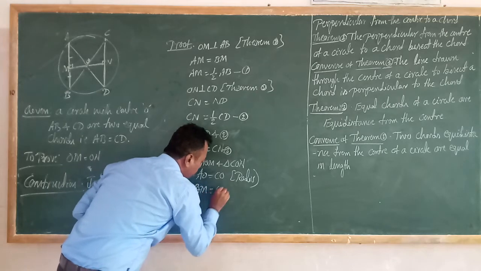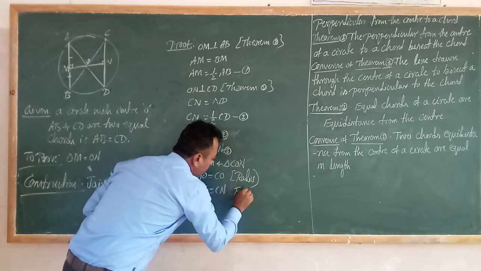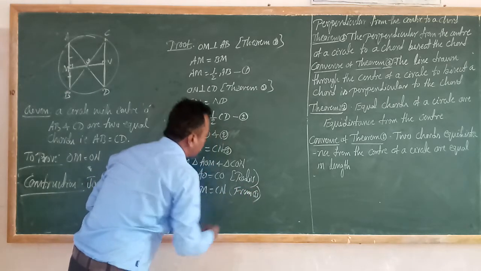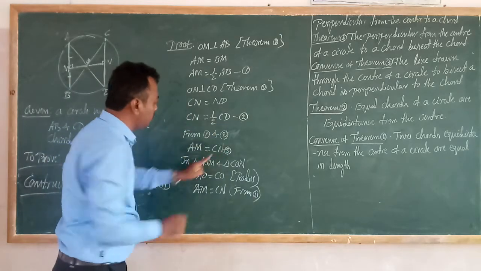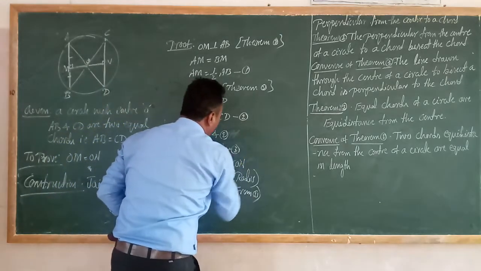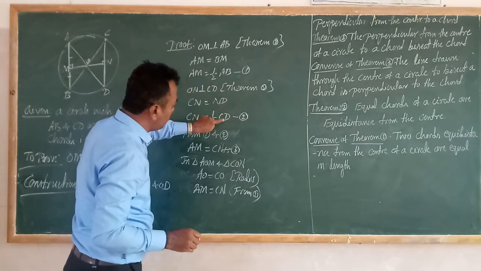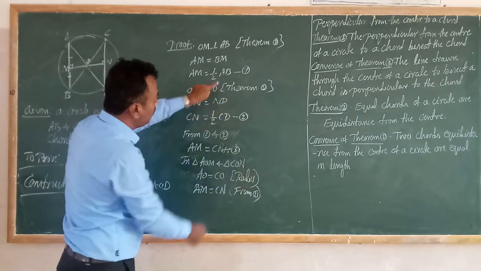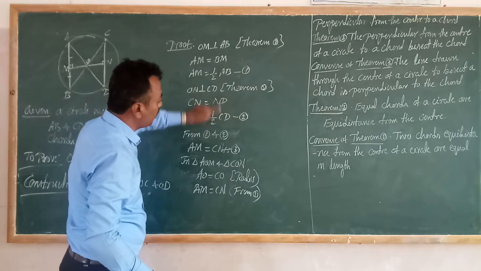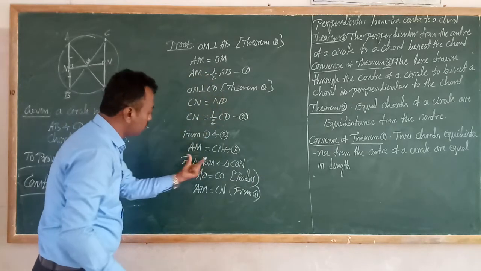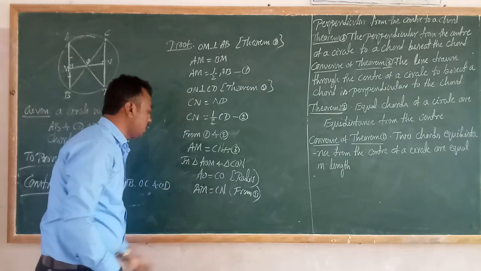AM is equal to CN because of from 3. Is it right? From 3, because of half of the AB, half of the CD is there. AB and CD both are equal. Now I showed that AB and CD both are equal. That's why RHS is equal, that's why LHS is also becoming equal. That's why I will take it as AM is equal to CN.